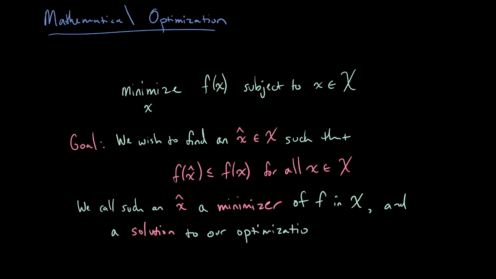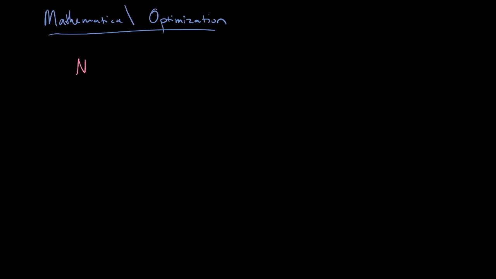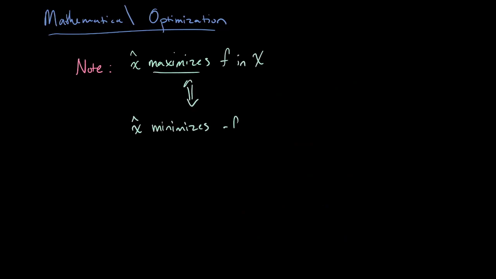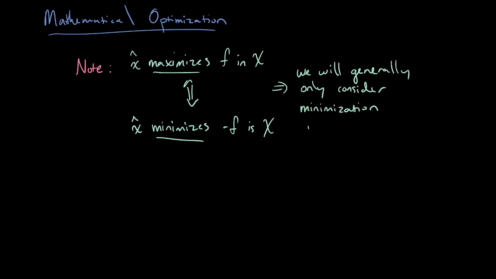Now, one thing that's worth noting is that saying that x hat maximizes f in x is the same as saying that x hat minimizes minus f in x. As a result, we'll generally only consider the minimization problem in this course. Whenever you encounter a maximization problem, you can always turn it into a minimization problem by just putting a negative sign in front of the objective function. So where does this leave us?